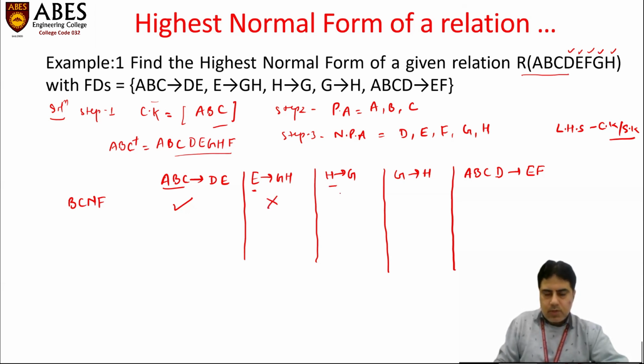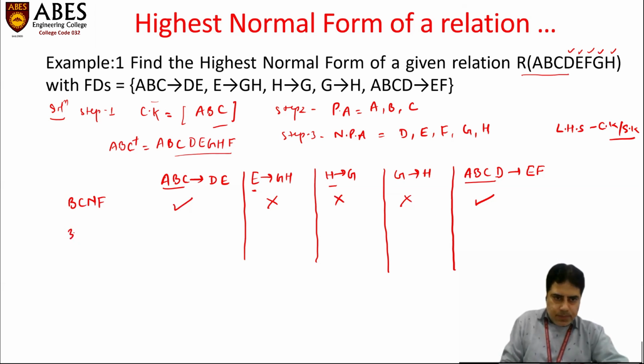Now check this functional dependency. Is H the candidate key? No, it is not in BCNF. GH, same. This is not in BCNF. Now check ABCD. Yes, ABC is our candidate key and ABCD is our super key. So this is true. So we can say that this is in BCNF.